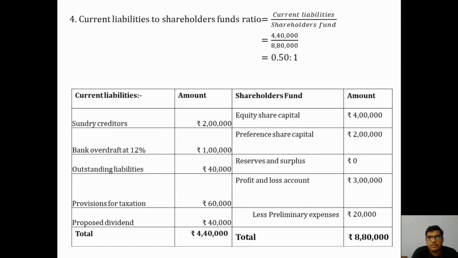Next is current liabilities to shareholders fund ratio, which means current liabilities divided by shareholders fund. Current liabilities we have already calculated, and shareholders fund too. We are just showing that working note once again. That is current liabilities 4 lakh 40,000 divided by shareholders fund 8 lakh 80,000. So the answer is 0.50 is to 1, which means our current liabilities are 0.50 to shareholders fund of 1.